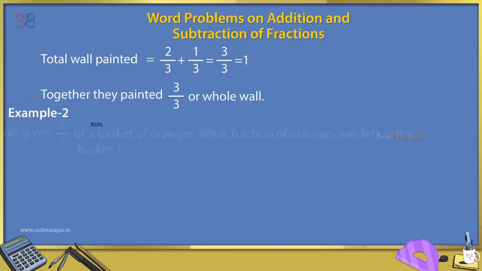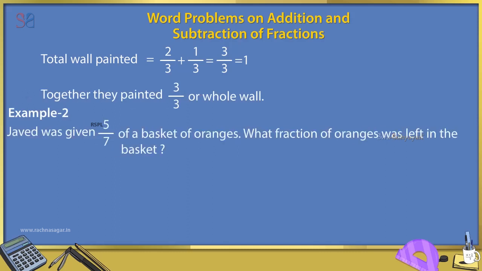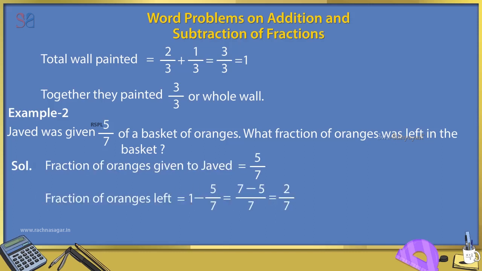Example 2. Javed was given 5 by 7 of a basket of oranges. What fraction of oranges was left in the basket? Solution. Fraction of oranges given to Javed is equal to 5 by 7. Fraction of oranges left is equal to 1 minus 5 by 7, which is equal to 7 minus 5 by 7, which is equal to 2 by 7. 2 by 7 of oranges were left in the basket.